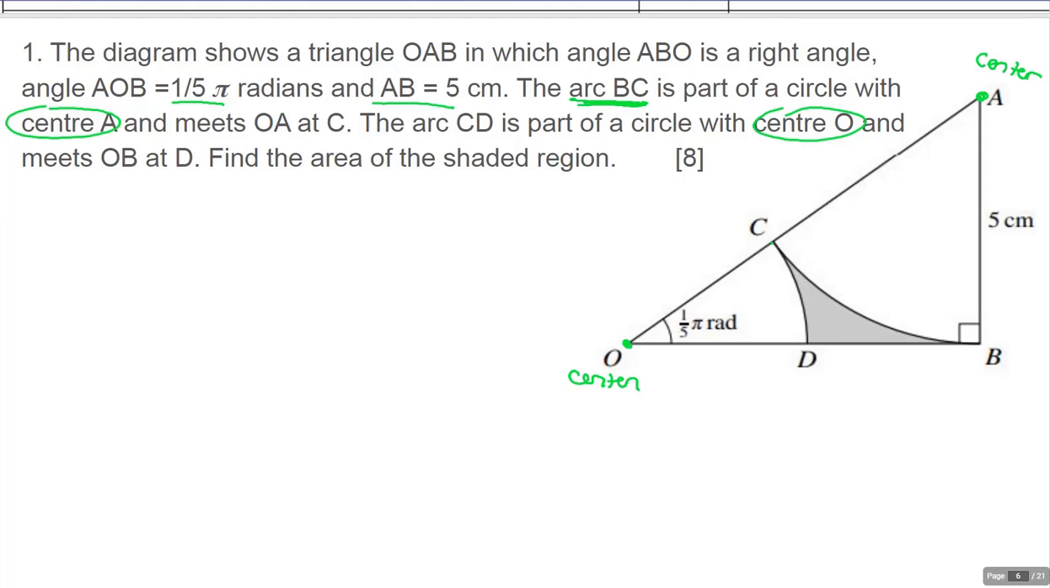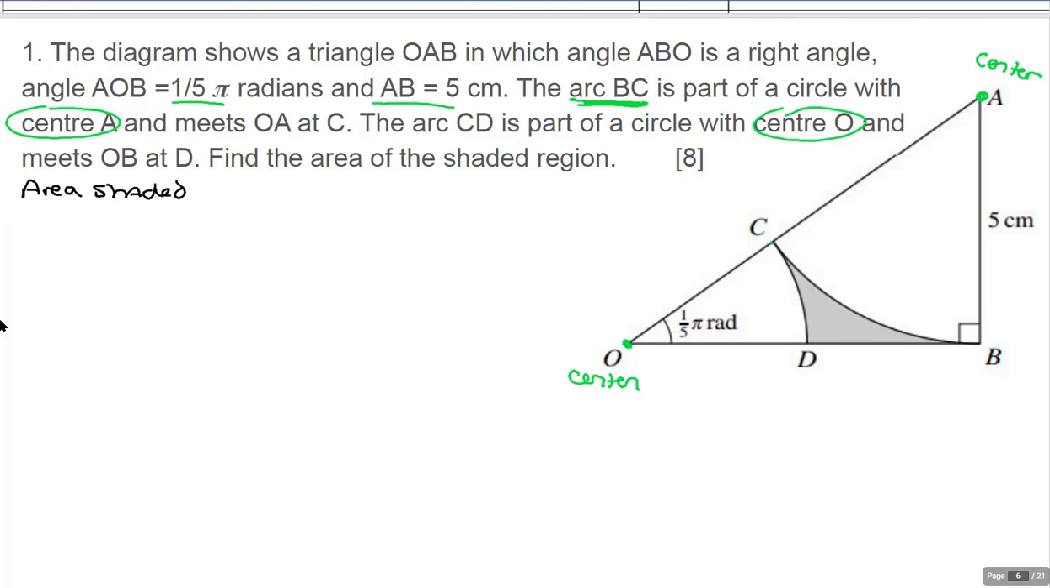In this case, most of the information from the words is actually in the picture. However, if you don't read it carefully, it's really easy to get lost in the fact that this is a center point and that this is a center point. So now what do we got to do? Just big picture, if we want to find the area of this gray part, what are we going to do? You would find the area of the triangle, and then you subtract the area of the 2 sectors.